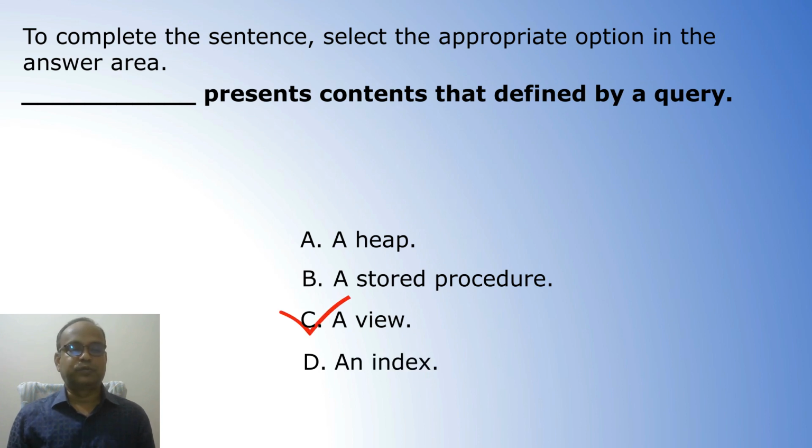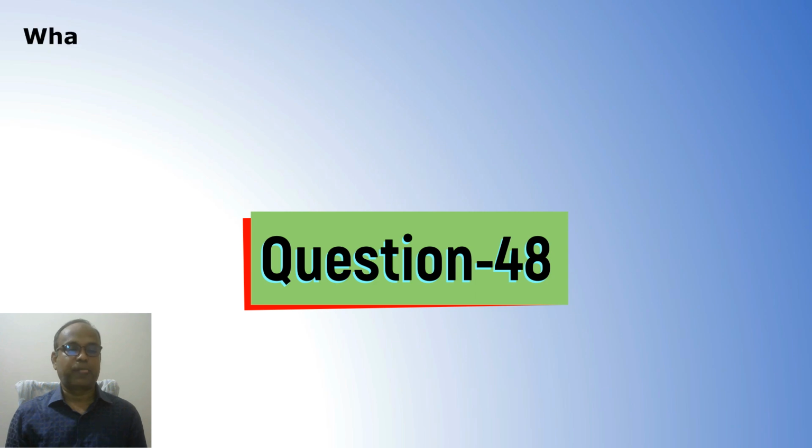Answer. The correct option is C, because a view in a relational database is a virtual table made up of data from one or more tables. It's not actually stored in the database as a distinct object, but is instead created dynamically when a query is issued against it.